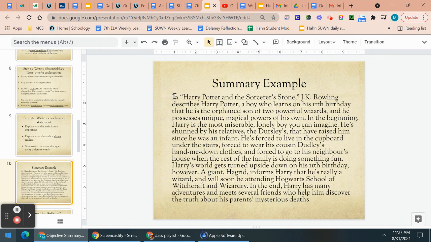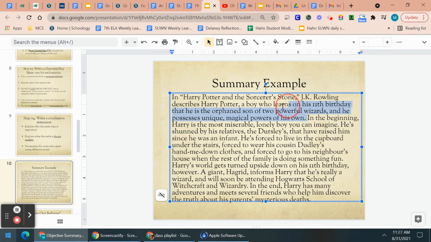So notice my topic sentence where I name it. In Harry Potter and the Sorcerer's Stone, J.K. Rowling describes Harry Potter, a boy who learns on his 11th birthday that he's the orphaned son of 2 powerful wizards and he possesses unique magical powers of his own. That's probably the main part of the book there. So I named it, I verbed it, describes, and then I gave you the main idea of the book. He's secretly a wizard and he's going to go learn to be a wizard.